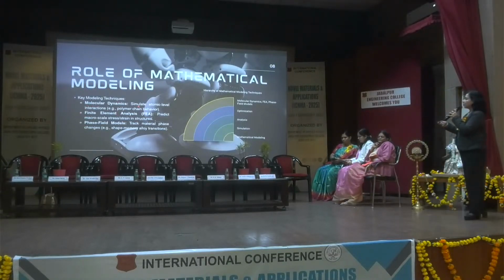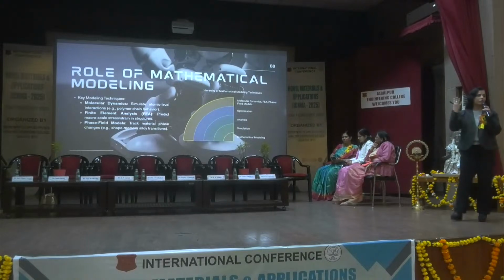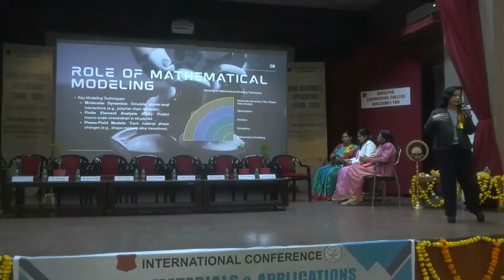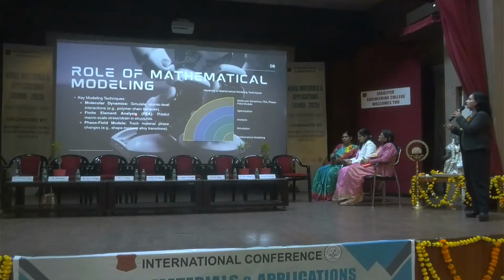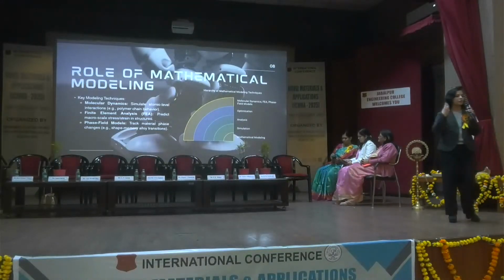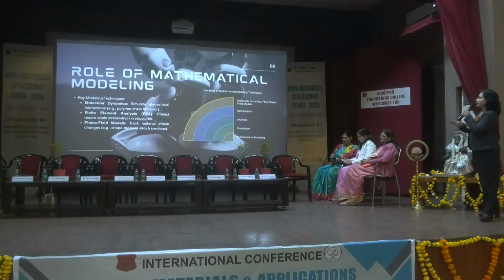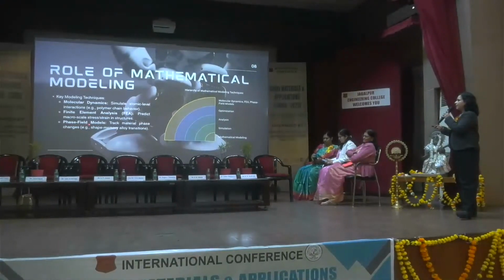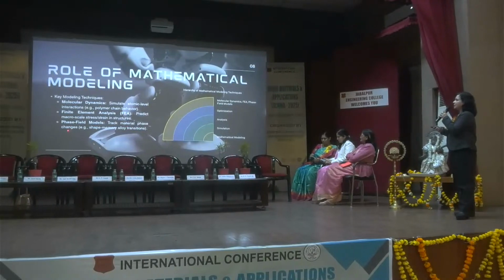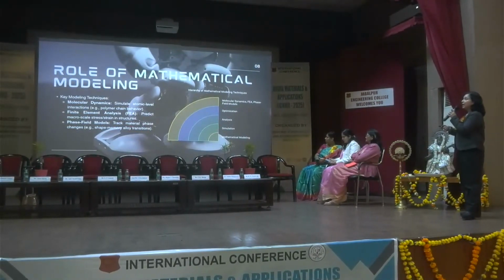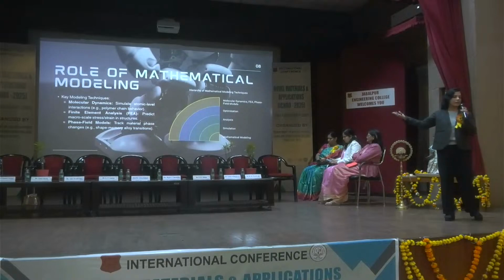Now, this simulates atomic level interactions. So if there are any kind of interactions at the atomic level, that is polymer chain behavior, if we want to find out, we use mathematical modeling to find it. Then finite element analysis, that is FEA, predicts the macro scale stress and strain in structures. So in any kind of structures, we want to find out about stress or strain. What is the effect of that? So we use the finite element analysis. Now phase field models track material phase changes, that is any kind of shape memory alloy transitions. If they are there, then we can use this technique.